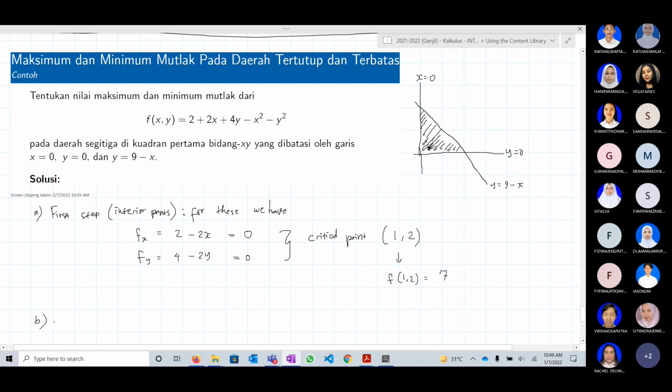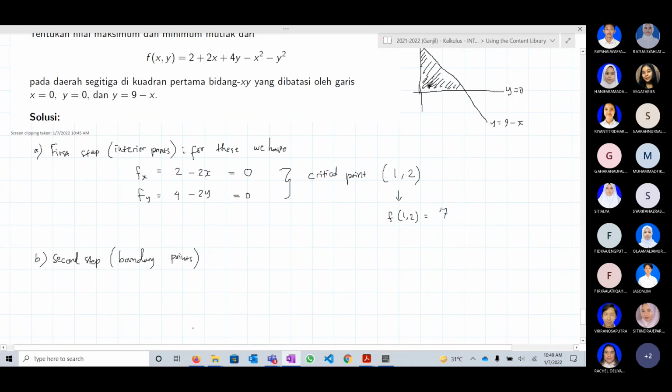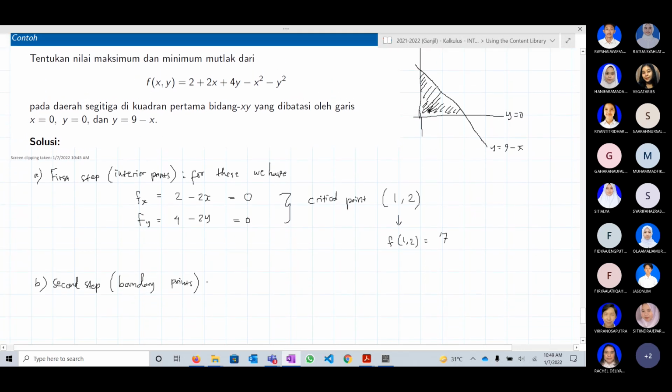Then the next step, second step, we evaluate at the boundary points. So in this case, we take the triangle one side at a time.